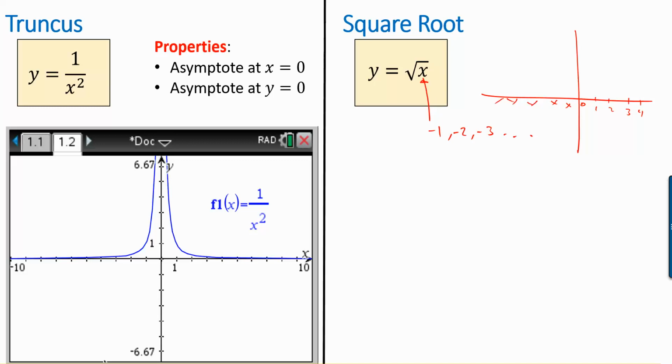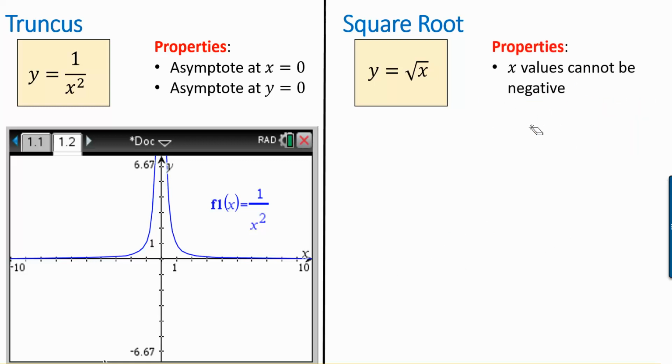So is the square root just half the truncus? No. You see, a truncus has an asymptote because you can't have 1 divided by 0 squared. Think about a truncus: it was 1 on x squared. You have an asymptote because if x is 0, you can't have 1 divided by 0. But let's think about a square root function. Can I have 0? Can I have square root of 0? Yes, it is. 0 squared is 0, so the square root of 0 is 0. So, that's why it doesn't have an asymptote with a square root, but it can only take positive values.